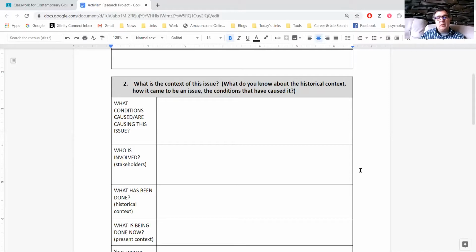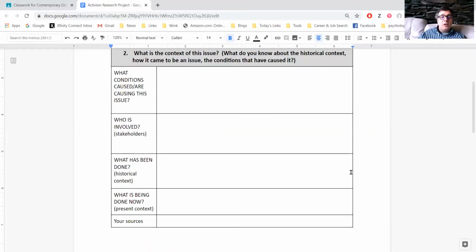Sometimes you'll find people who run businesses might have a conflict with environmentalists over a law involving clean air or clean water. Those might be the stakeholders. Also, the stakeholders might be the public who, you know, live in the area where this environmental issue is occurring.